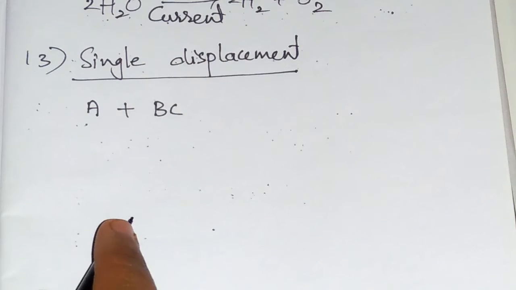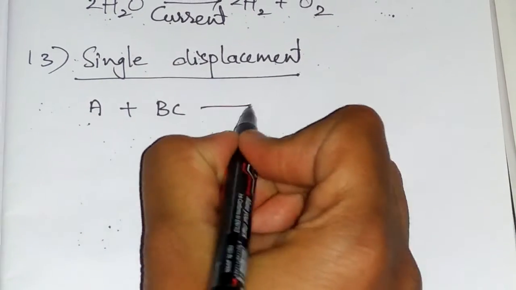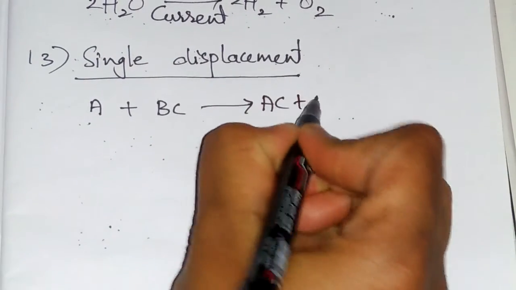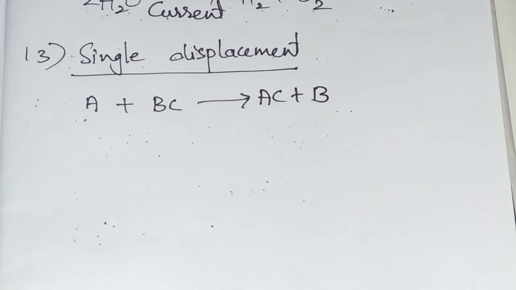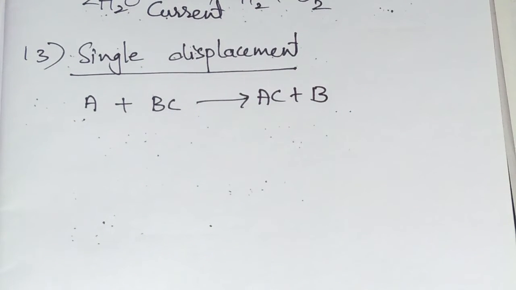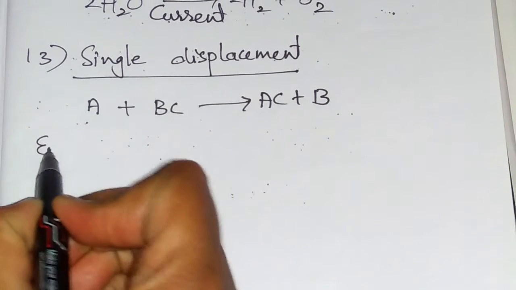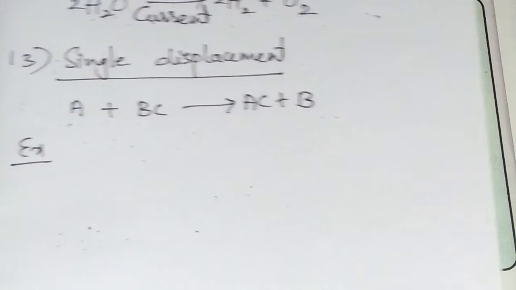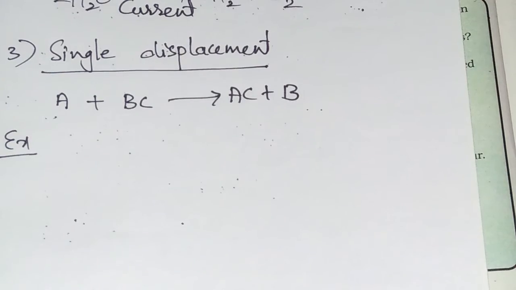B is less reactive, A is highly reactive. Then what are we going to get here? AC plus B. Only one element is displaced by the other element. Because of that, we are getting a single displacement reaction. Examples you can write here. In these examples you can write very simple ones.